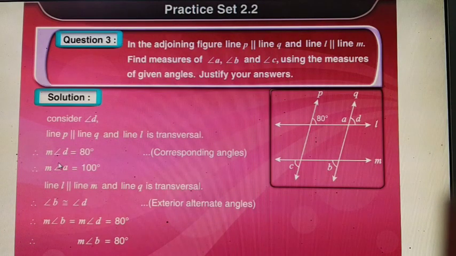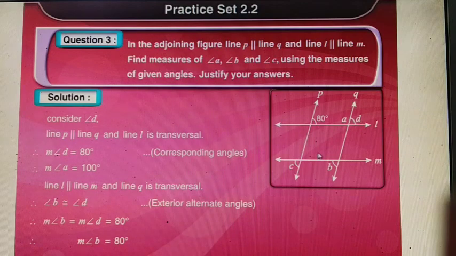Now we got the value of angle A. Now let's find angle D. Again, see, angle A we have got is 100 degrees. Therefore, line L is parallel to line M and Q is the transversal. Therefore, angle B is congruent to angle D.